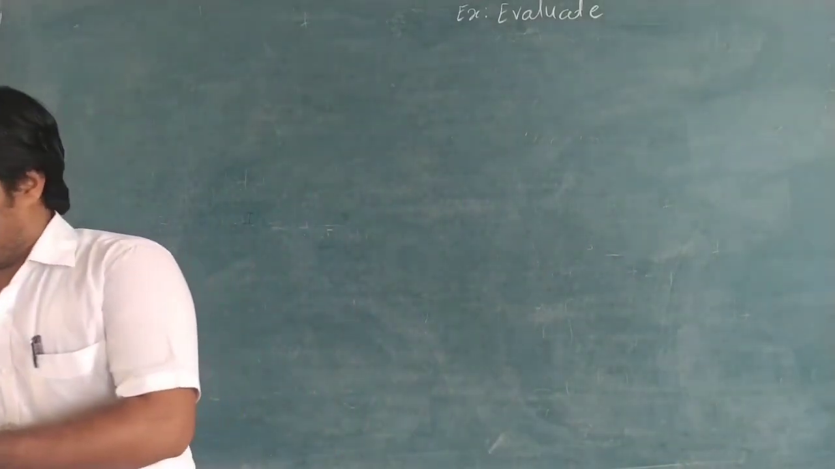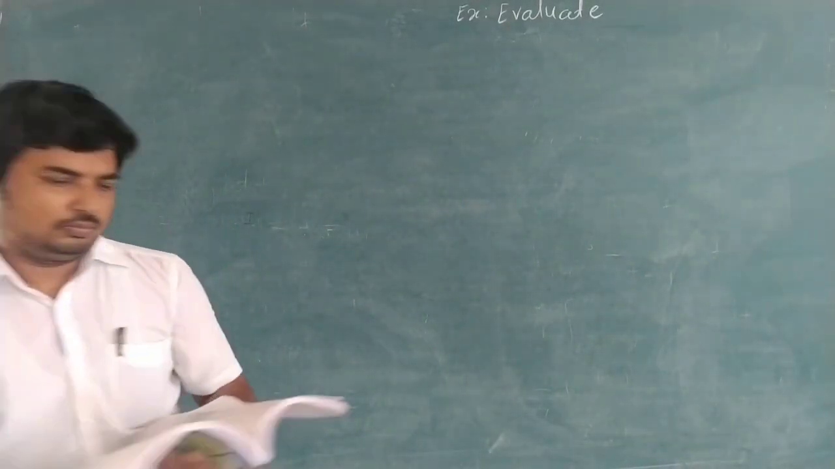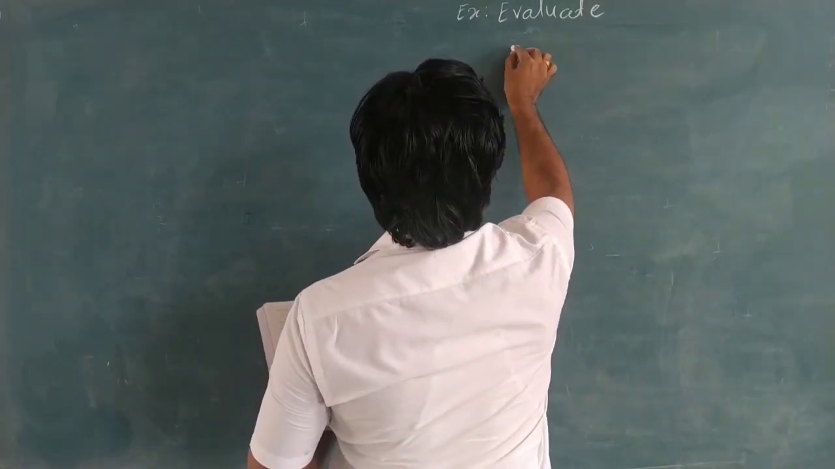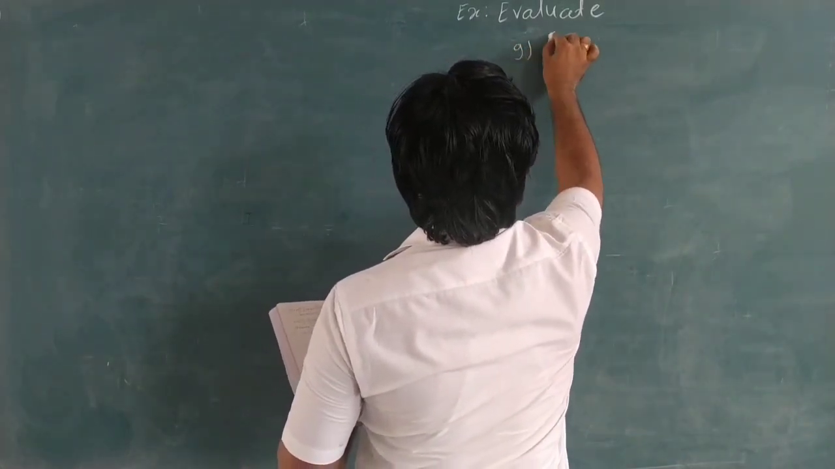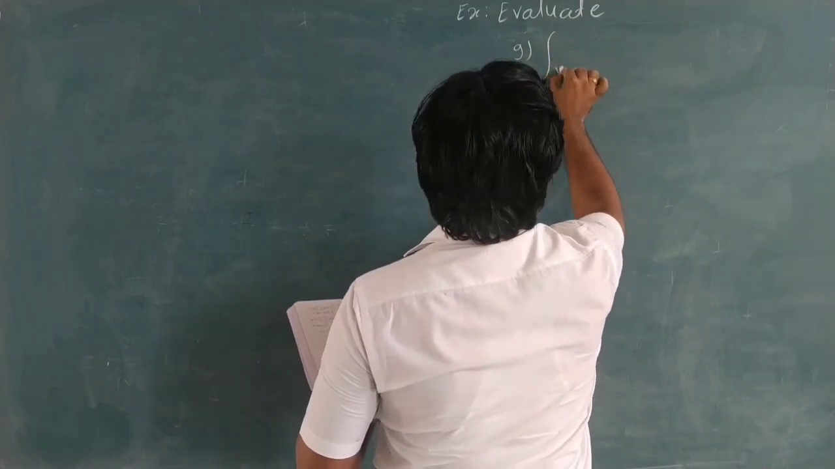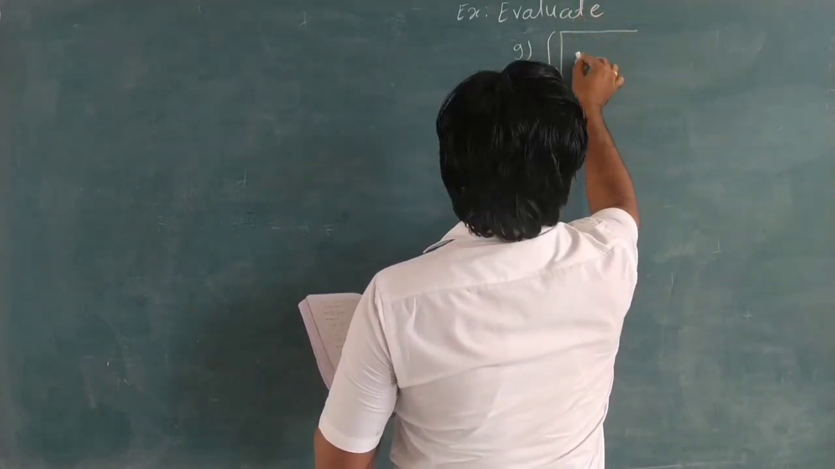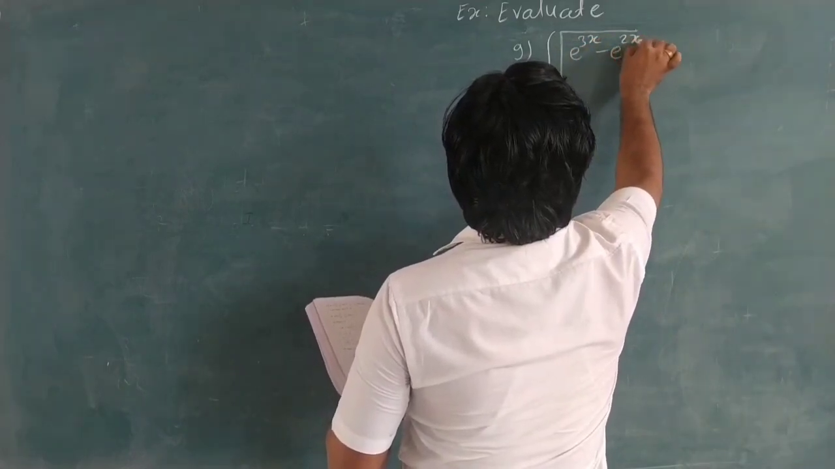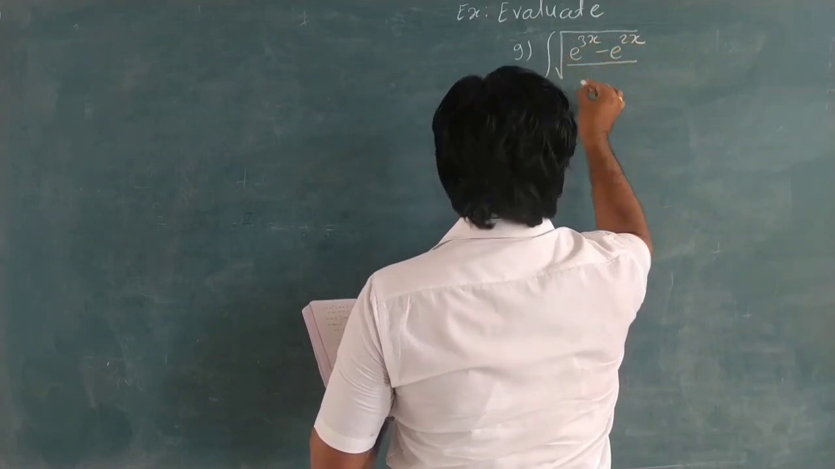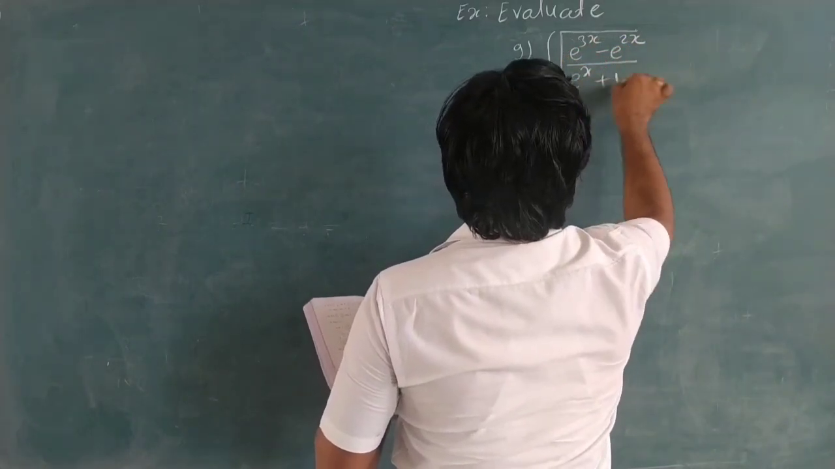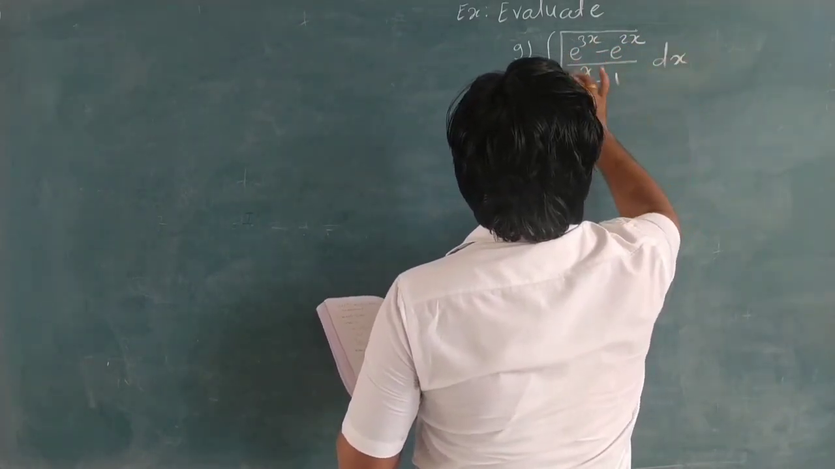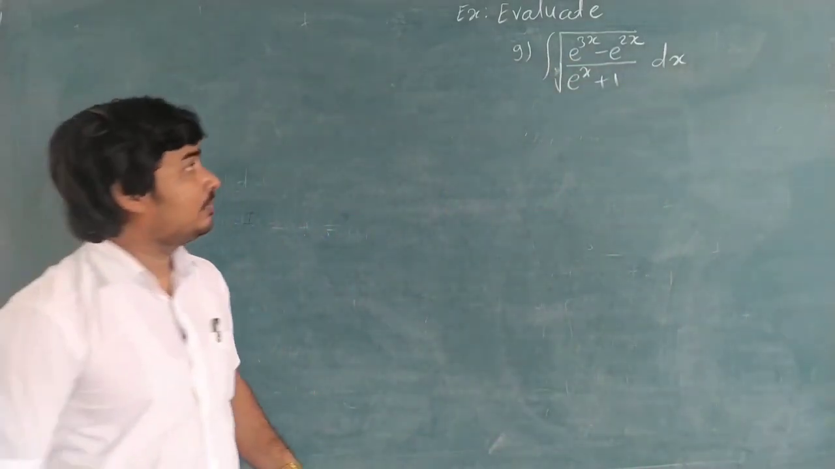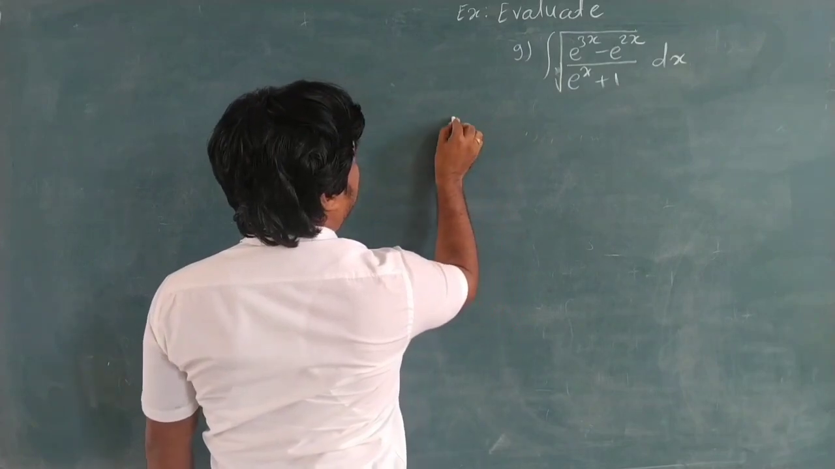Now next example, it is the 9th example. Integral of under root e to the power 3x minus e to the power 2x upon e to the power x plus 1.